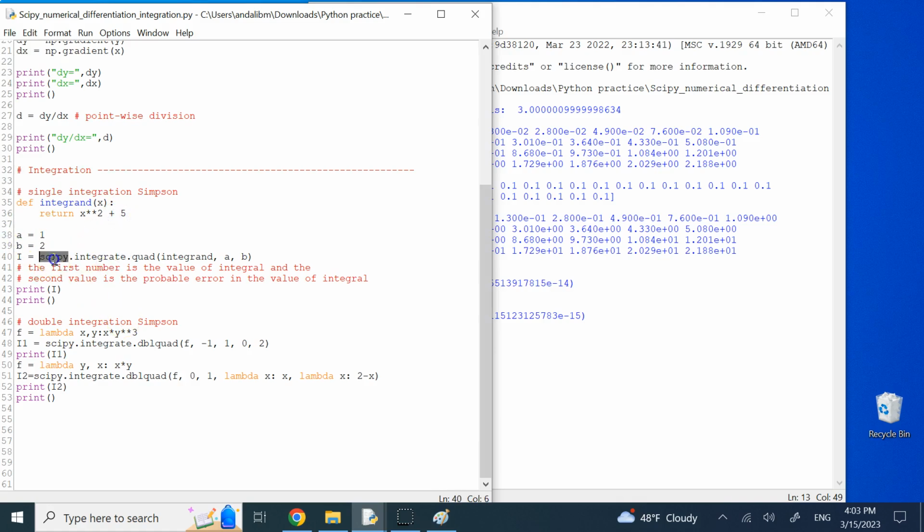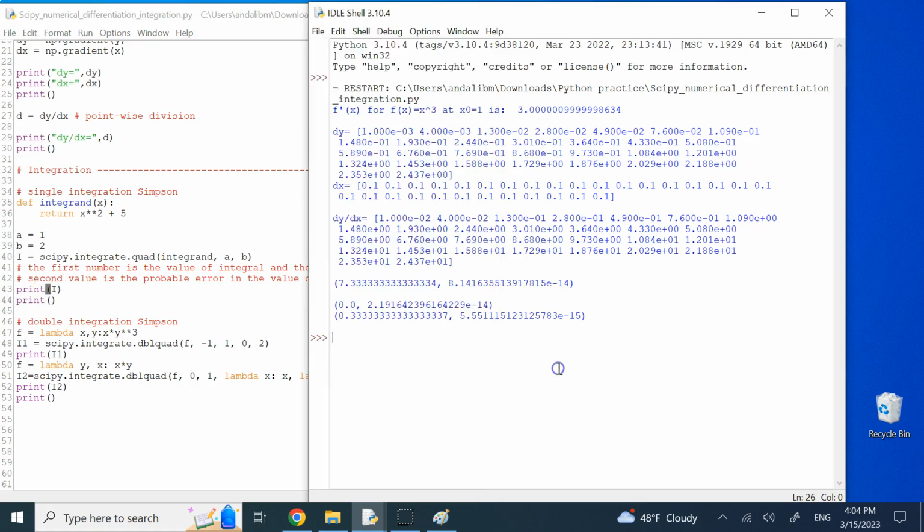So the method we're going to use is scipy.integrate.quad. So it's the quad method, and you pass to it the function, and the lower and the upper limits, and it is going to give you 2 numbers instead of 1. If you look here, when I printed I, it gave me 2 numbers. One is the actual integral, and the other one is the possible error in the integral, okay? But the number that you should really care about is the first one.